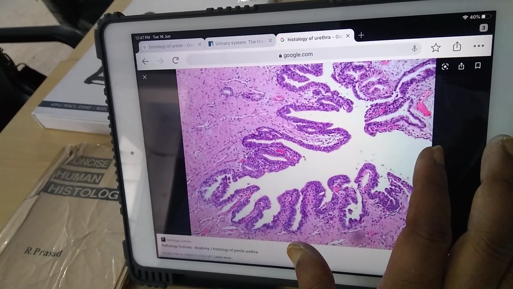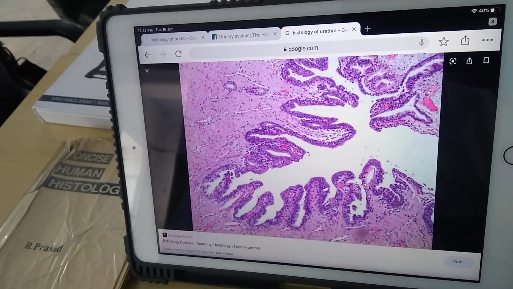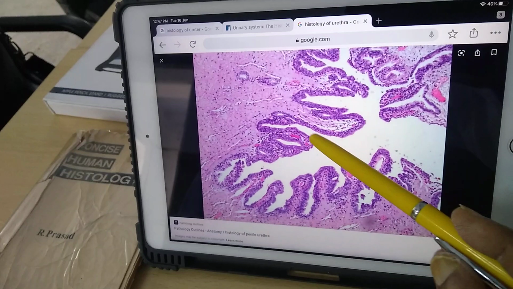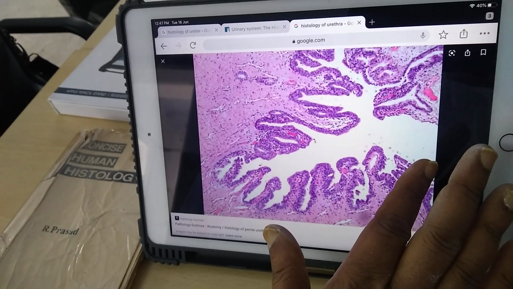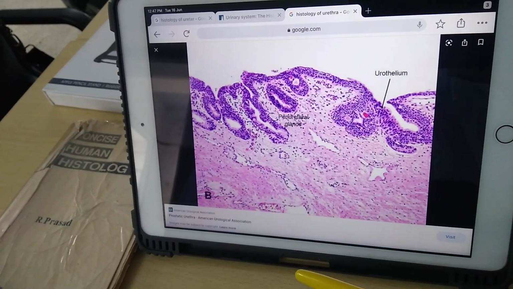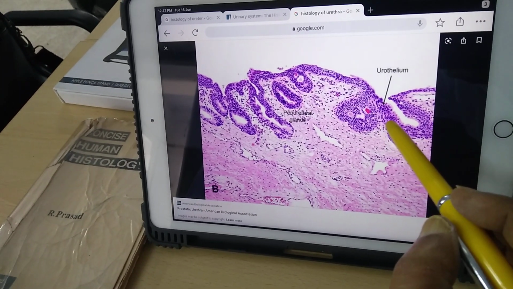This is the slide of the urethra. The lining epithelium is stratified columnar. This is the prostatic urethra. You can see the lining epithelium is transitional.